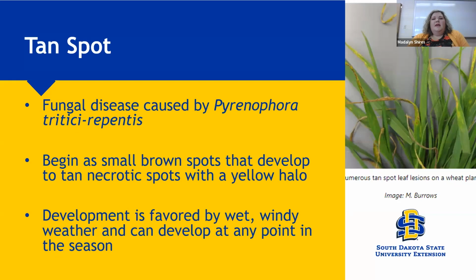Tan spot is another fungal disease that does pop up here in South Dakota if the weather conditions are good. The symptoms start as small brown spots that develop into tan necrotic spots with a yellow halo. So you'll have tan, dead looking tissue that has a yellow halo on it, and you can see that kind of happening here. The development of tan spot is favored by wet, windy weather, and tan spot can pop up at any point in time during the season.